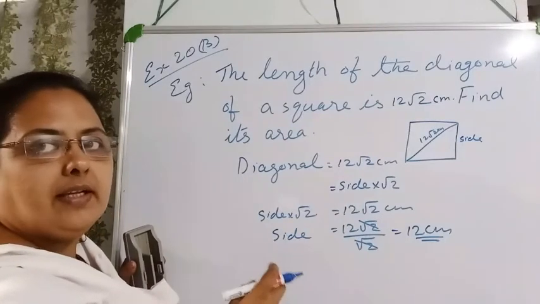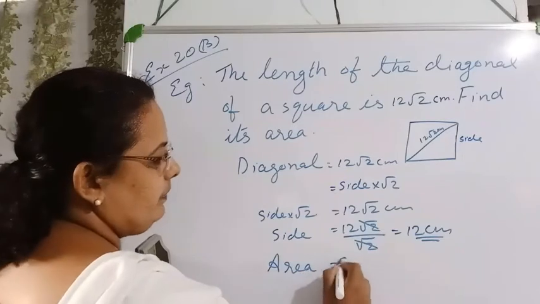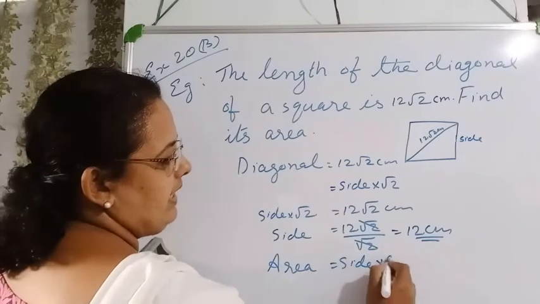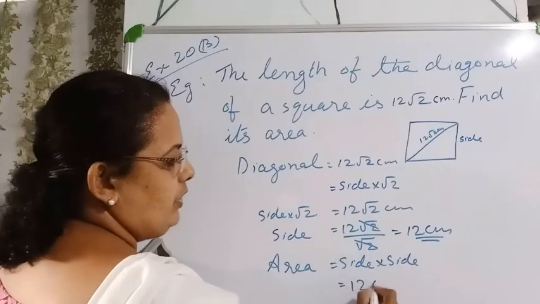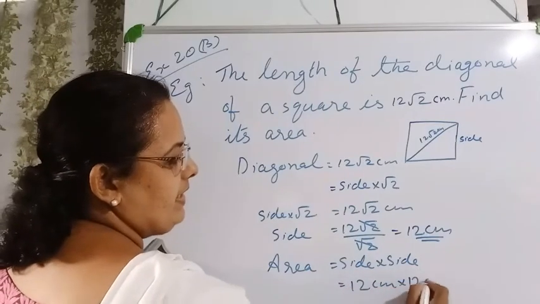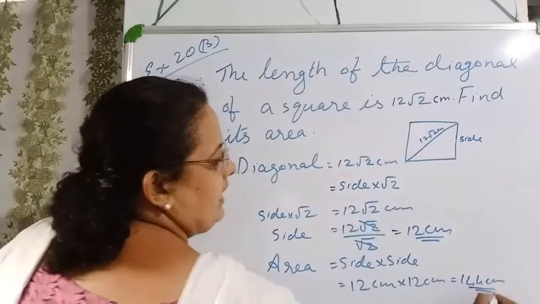Now you can find the area easily. Area is equal to side into side, or you can write side square. So that is equal to 12 centimeters into 12 centimeters, that is 144 centimeters square.